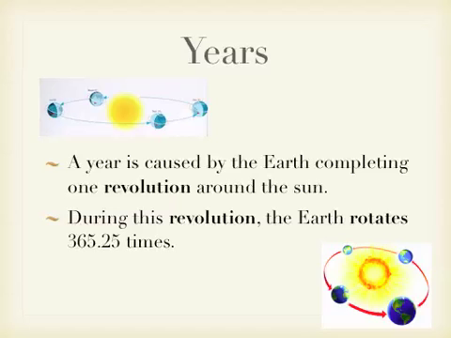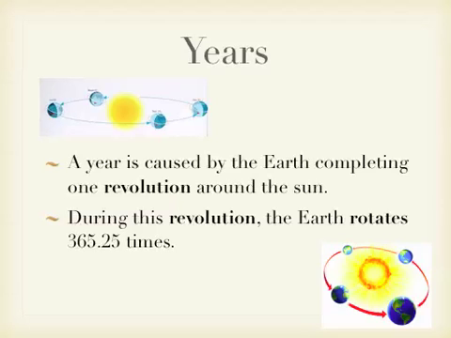Now we're going to get into years. While the Earth is rotating about its axis, it's also revolving around the Sun, or orbiting around the Sun. And so one complete revolution takes 365.25 days, or rotations of the Earth. That's what causes a year, a complete revolution.